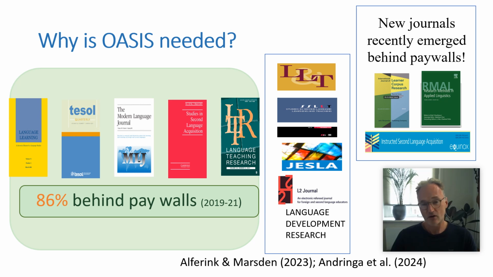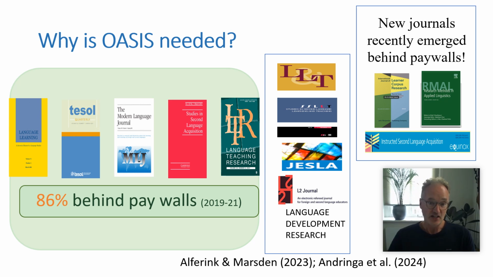Unfortunately, however, our work is not so accessible. Al-Hoorie and Marsden investigated how many papers appeared open access in some of the largest journals in our field, and they concluded that 86% was published behind a paywall in the period between 2019 and 2021. This tells us that lots of the most impactful work is not accessible to people outside academia.